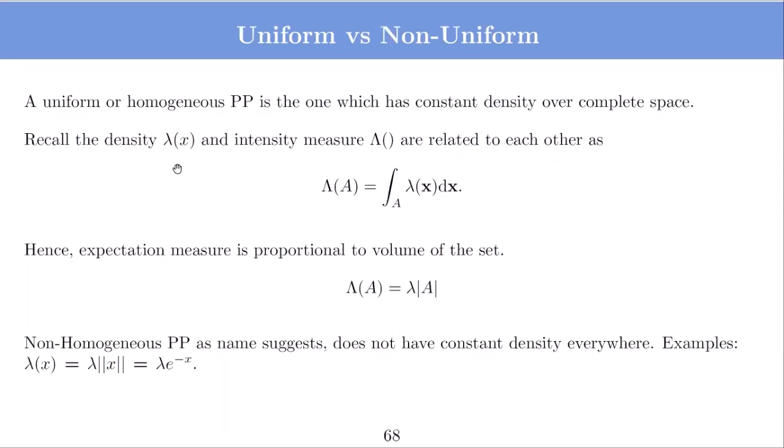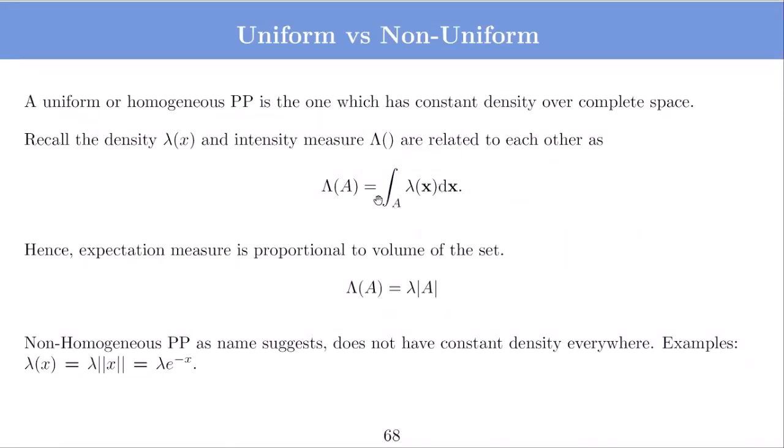So recall that the density and the intensity measure are related to each other in the following way. For any set A, lambda(A) is equal to the integration of density over the set A. If lambda(x) is constant, then it is just lambda. So this will be the integration of lambda dx over A, and lambda can come out. The integration of dx over A is just the size of A. So what I get is lambda(A) is equal to lambda times the size of A.